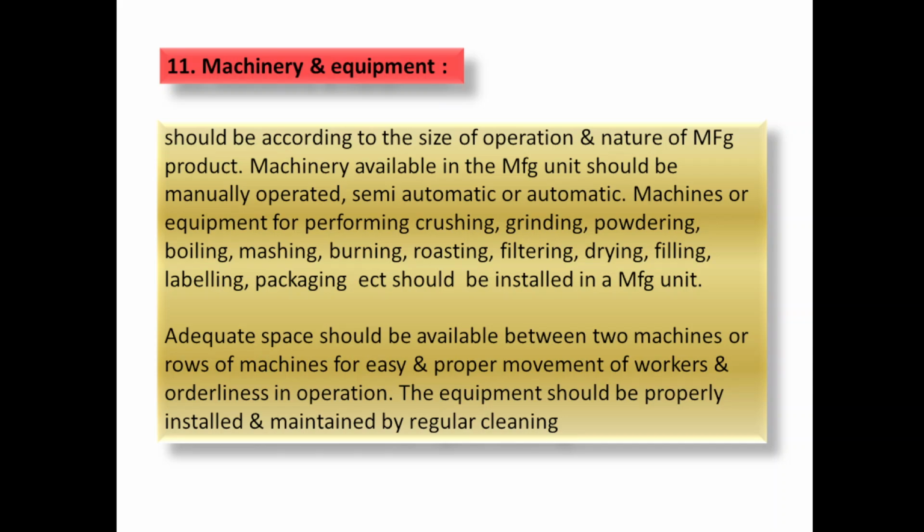Adequate space should be available between two machines or rows of machines for easy and proper movement of workers and orderly line in the operation. If the machines are placed in the manufacturing area, there should be a proper space between two machines or between the rows of two machines, so that the workers can move properly and do their work efficiently. Equipment should be properly installed and maintained by regular cleaning.